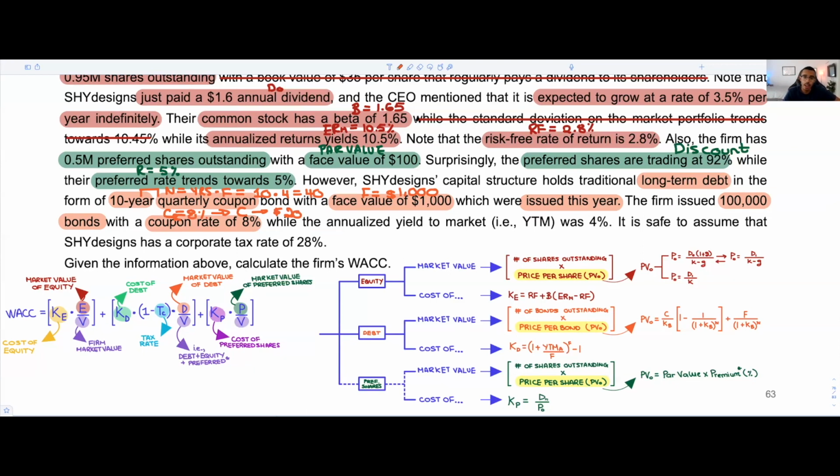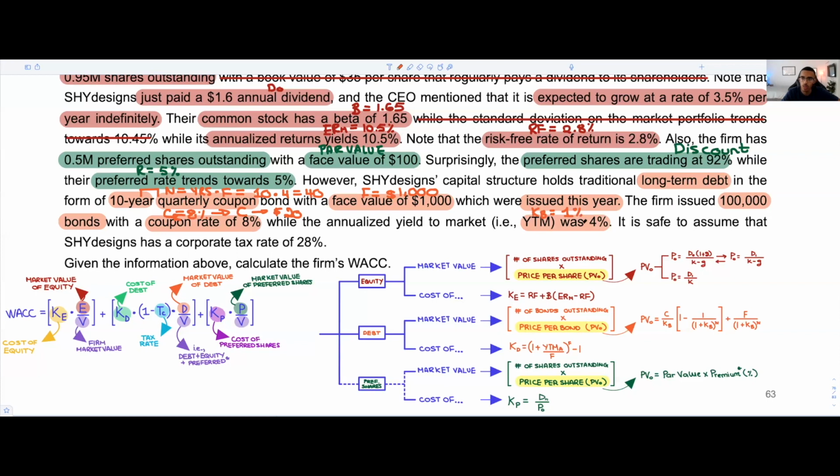And if we look at the annualized yield to market, in other words, the YTM, and they're telling you it's 4%, well, that's important because we know that we can now get our KB, which is what we need for a valuation formula, right here. However, KB is not 4% here. KB will be equal to 4% divided by the frequency. There are 4 payments per year such that your KB will be 1%.